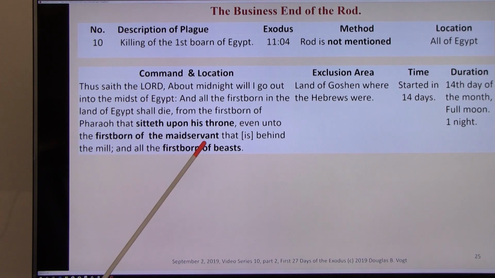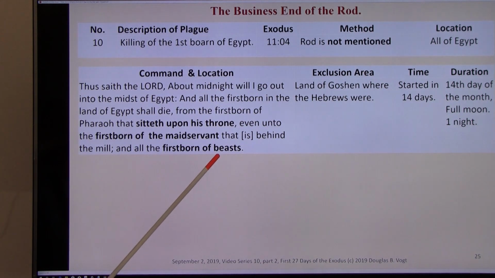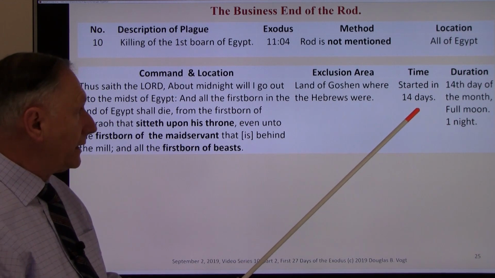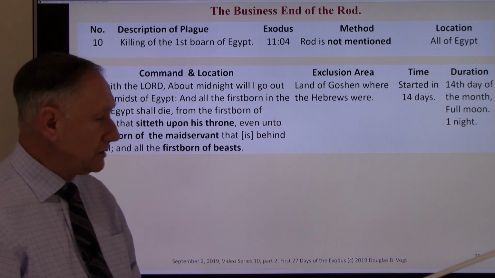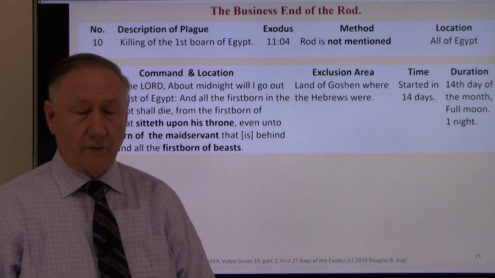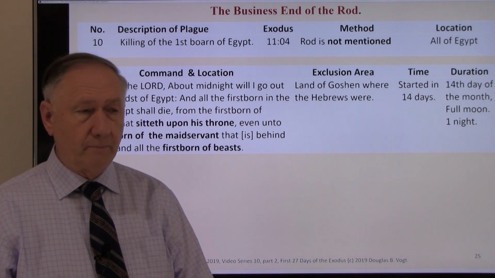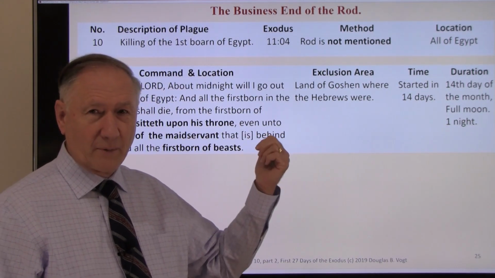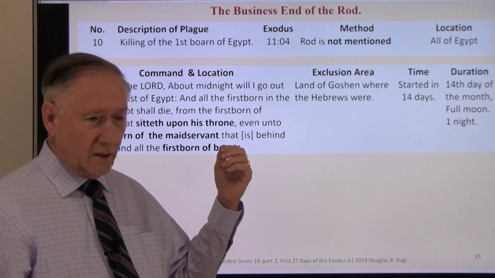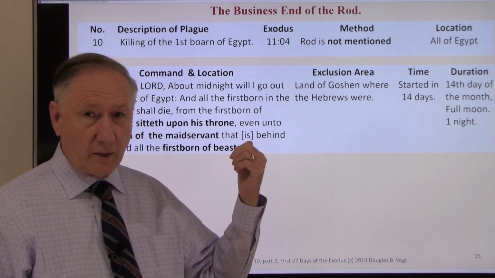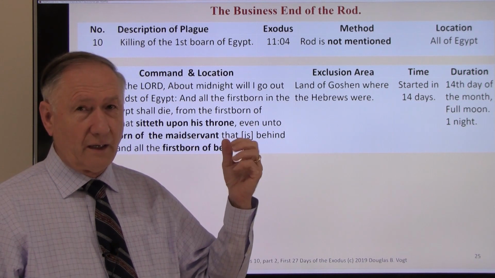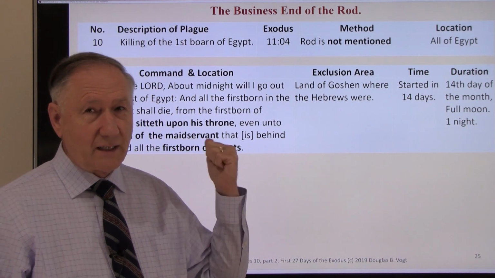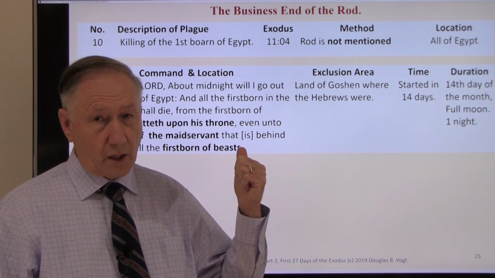And it says, the firstborn of everybody, even the firstborn of the beasts. Exclusionary land of Goshen started in 14 days. That's where it says, this is the first day of the first of your year. And the month was Abib. And needless to say, considering what happened to the crops in the field, it tells you the time of the year. It was either August or September. It's the end of the growing season. So this thing didn't happen in March and April. Sorry.